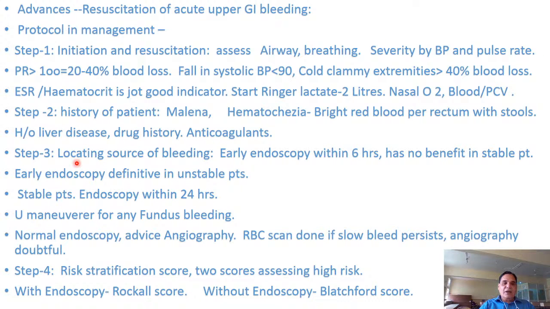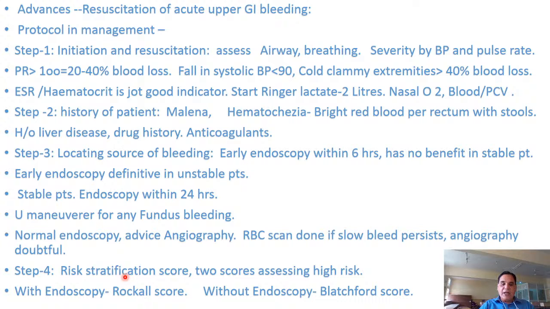Okay. Locating the source of bleeding by endoscopy. And here endoscopy is within 6 hours by the new guidelines. But if the patient is stable, you can wait for 24 hours. So for a stable patient, endoscopy within 24 hours. Stage 4, you have to stratify the risk by the Forrest score.